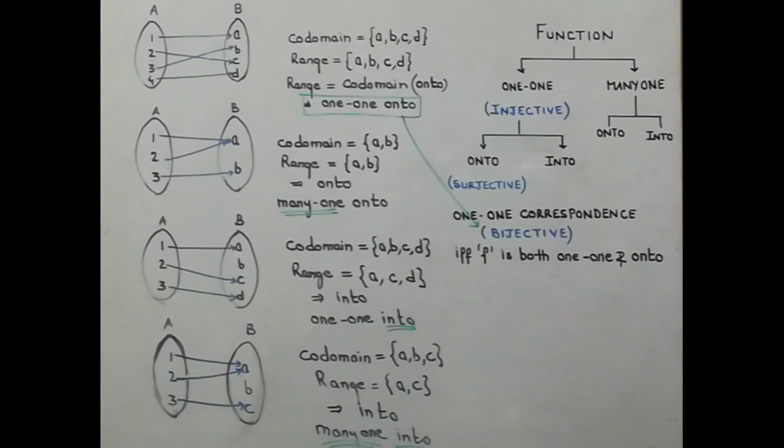And when is it many one? When two or more than two elements of domain are related to, or they are associated with one element of set of codomain, then it is many one. And when it is onto, when codomain and range both are equal, we say it is onto. And if range is not equal, then we call it into. So you can pause and note down this.